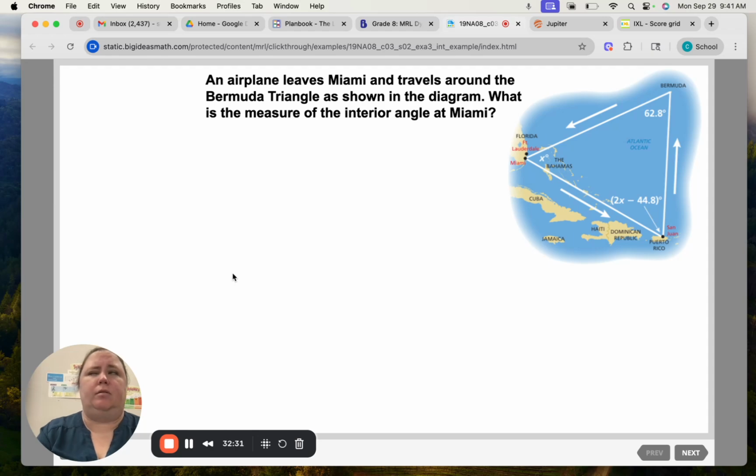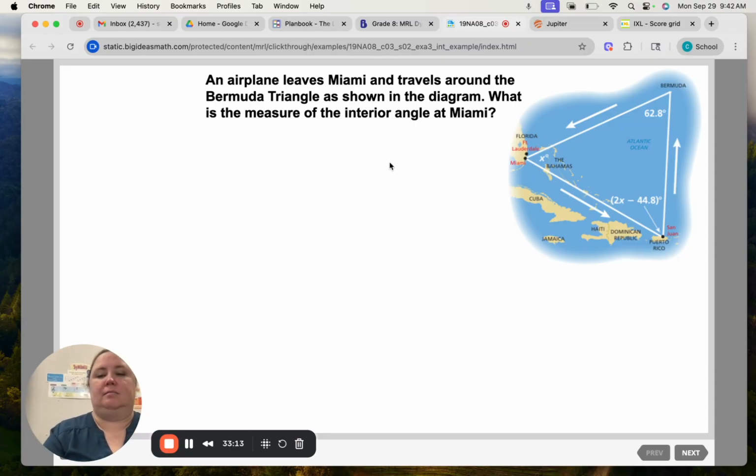Let's go ahead and do example 3. Real life word problem, so make sure we're labeling. Put this in your journals. An airplane leaves Miami, right here in Florida, and travels around the Bermuda Triangle, as shown in the diagram. So it goes to Puerto Rico, then over to Bermuda, and then back to Miami. What is the measure of the interior angle at Miami? So you see where they have the X degrees? So they want to know what the measure of that is. So how do we set this up to figure it out? Go ahead, say it out loud.